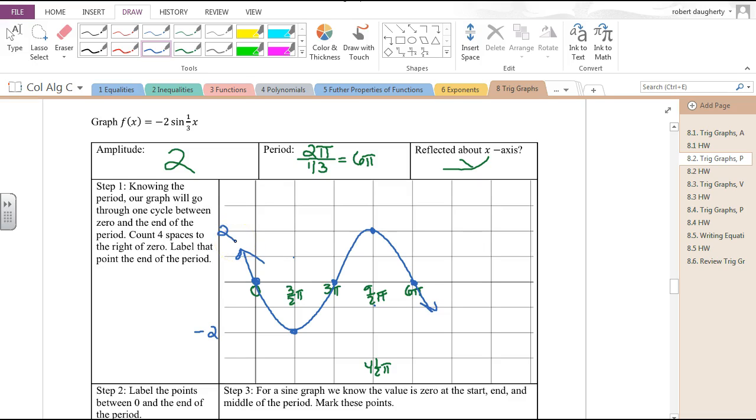Yeah, either way. But what's key here is you are having to label. I need to see what these points are, and I need to see where it's going on the y-axis. What are those points, okay?